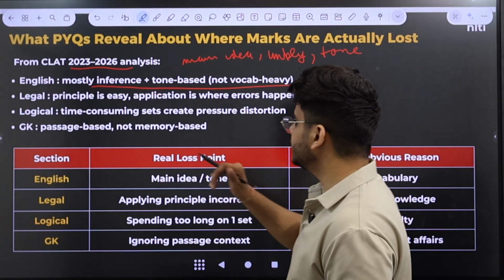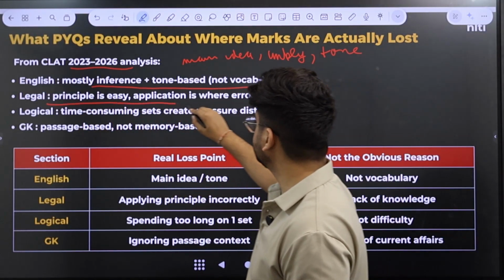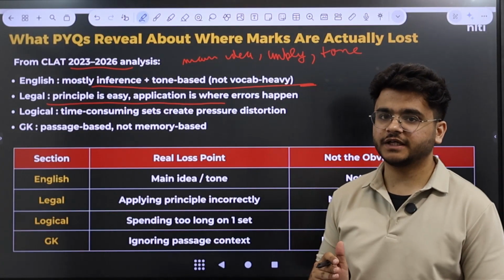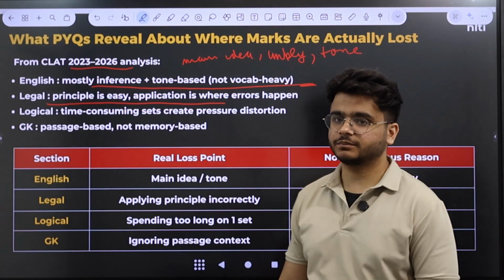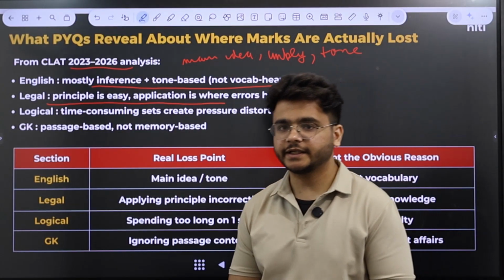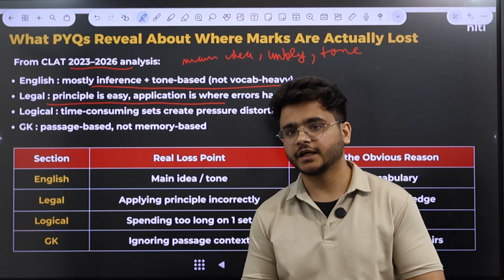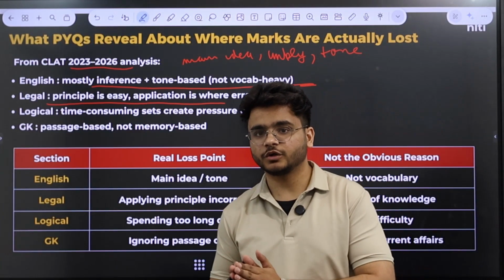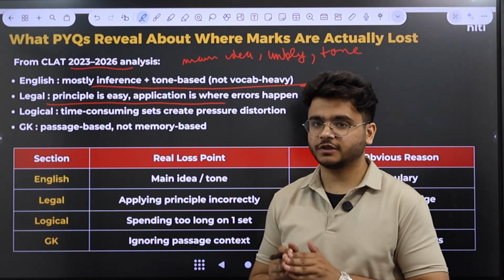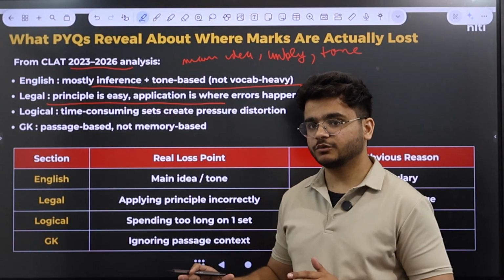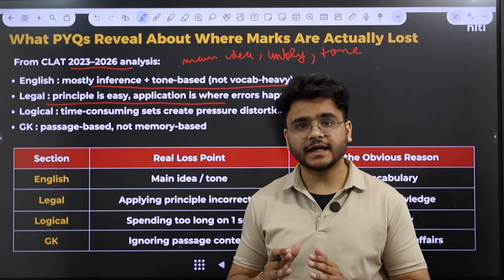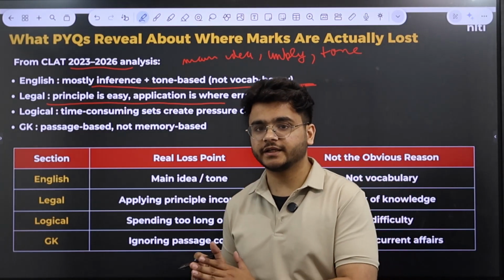Now, if we talk about the legal section, the principle is always on the easier side. Application of that principle is where errors happen. So, if I give you an example: Ria has gone to a market and she has parked her car on a slope, but she hasn't applied the handbrake of the car. That car rolls back and it hits Aman's bike. But Aman has parked his bike in a no parking zone.